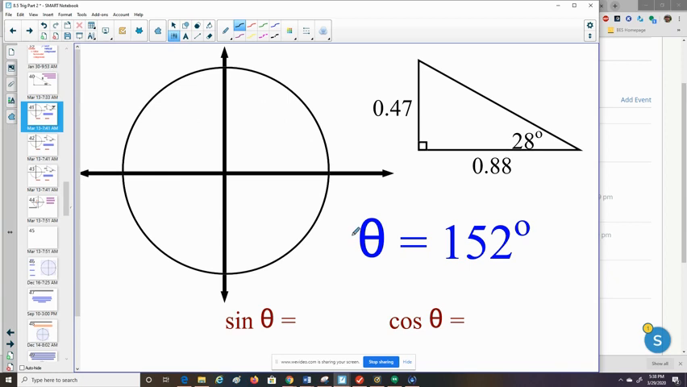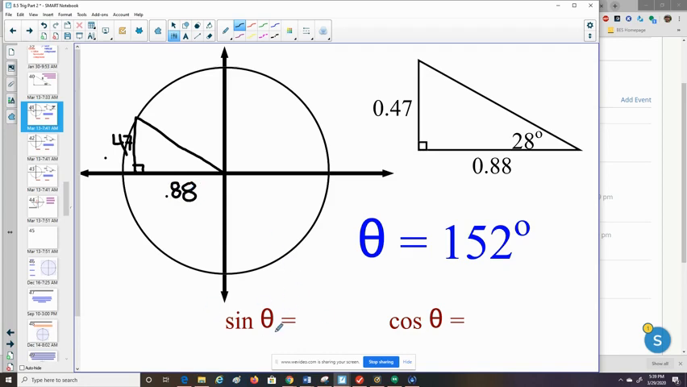And so 152 degrees is 28 degrees less than 180, which means we've got this right triangle over here in this corner where the vertical part is 0.47. And I hope that as I do more of this, I'll get better at writing legibly, but I'll talk you through it, so hopefully you can see what I'm doing. And this length is 0.88, again, from that triangle.